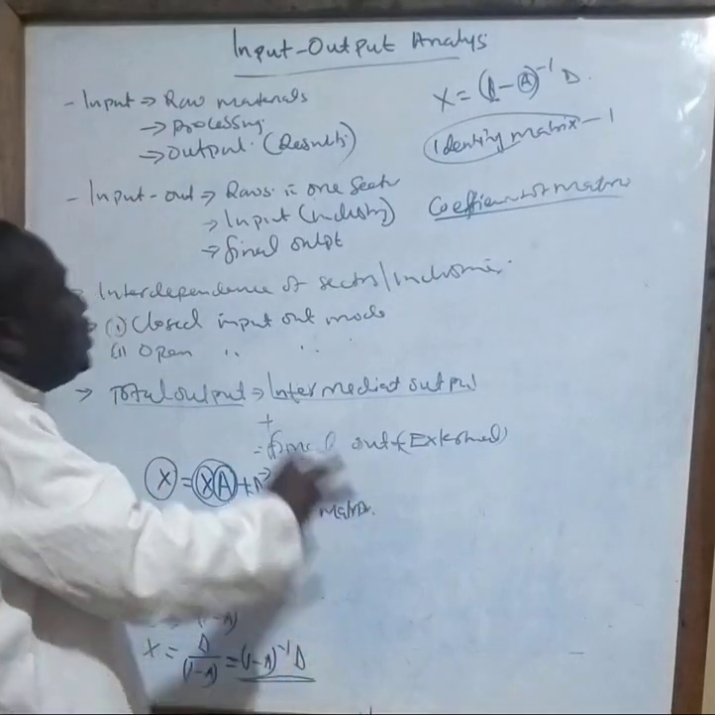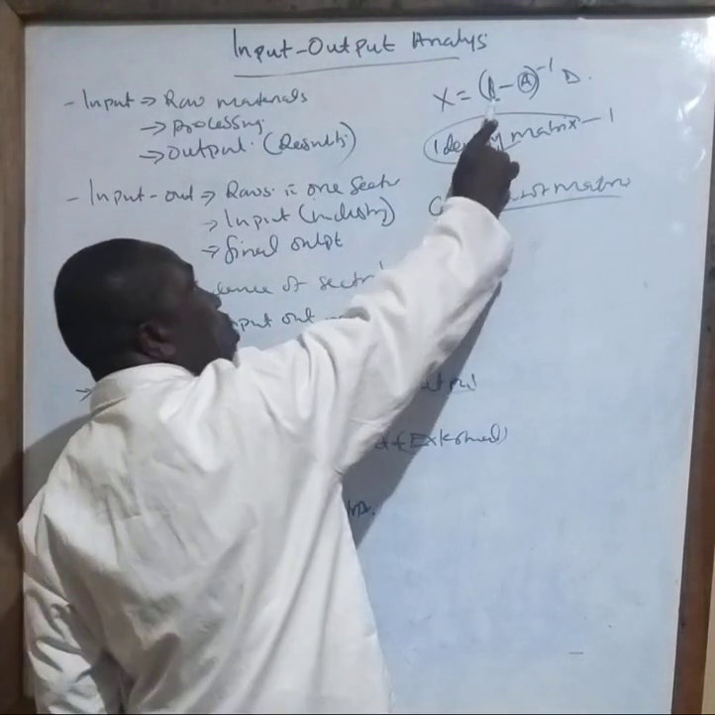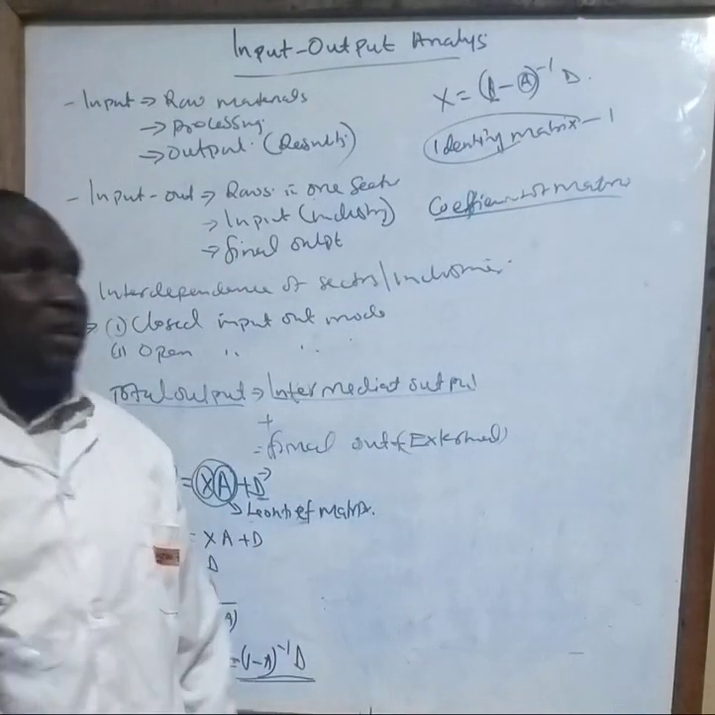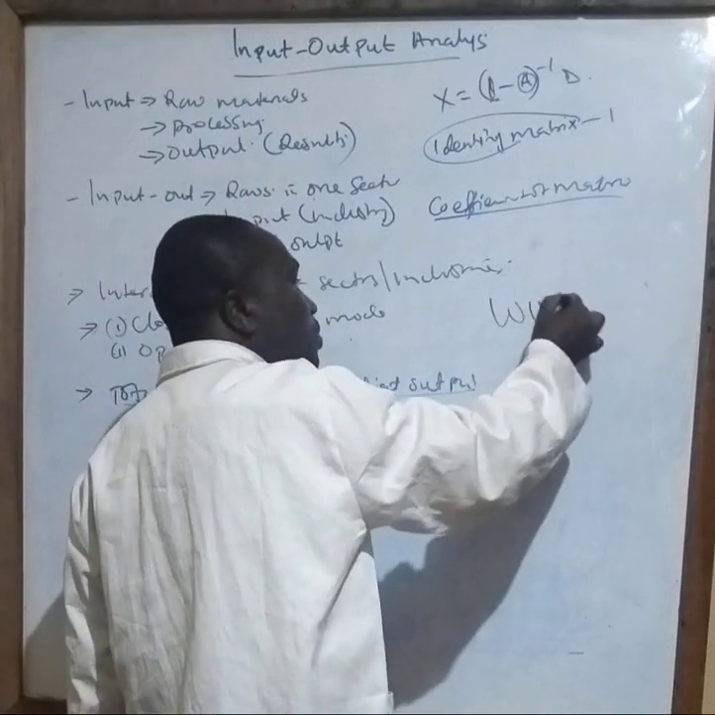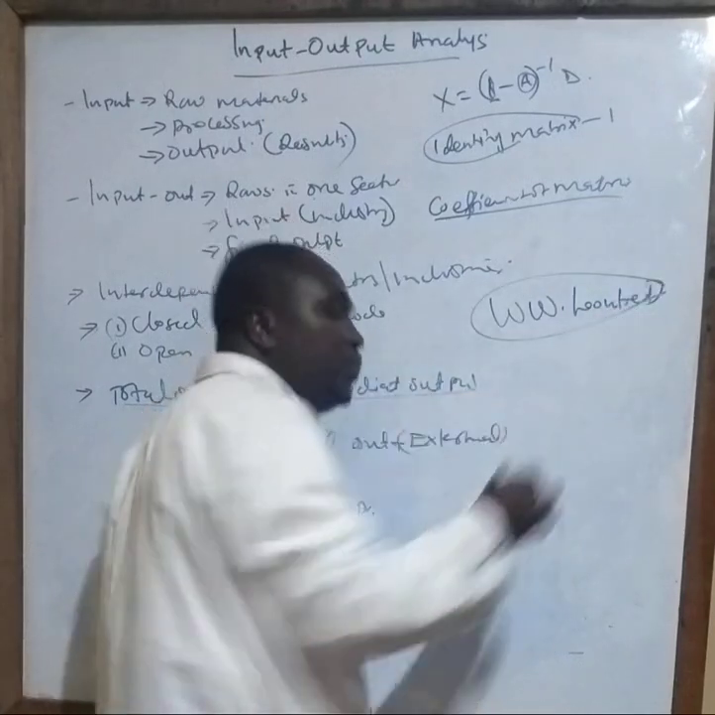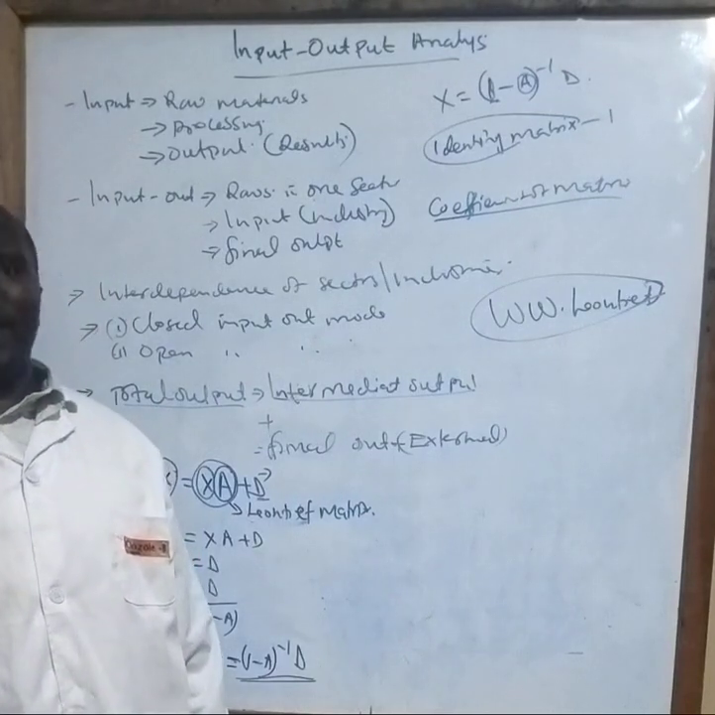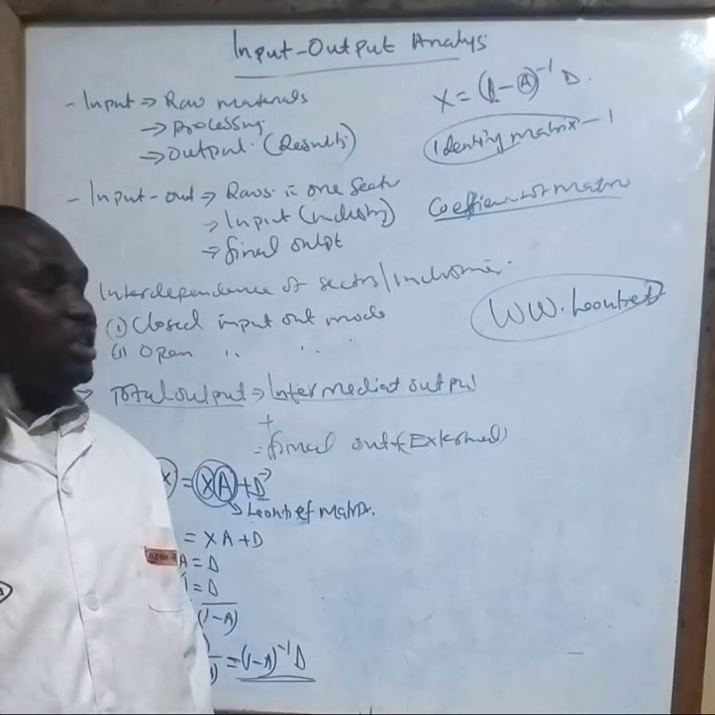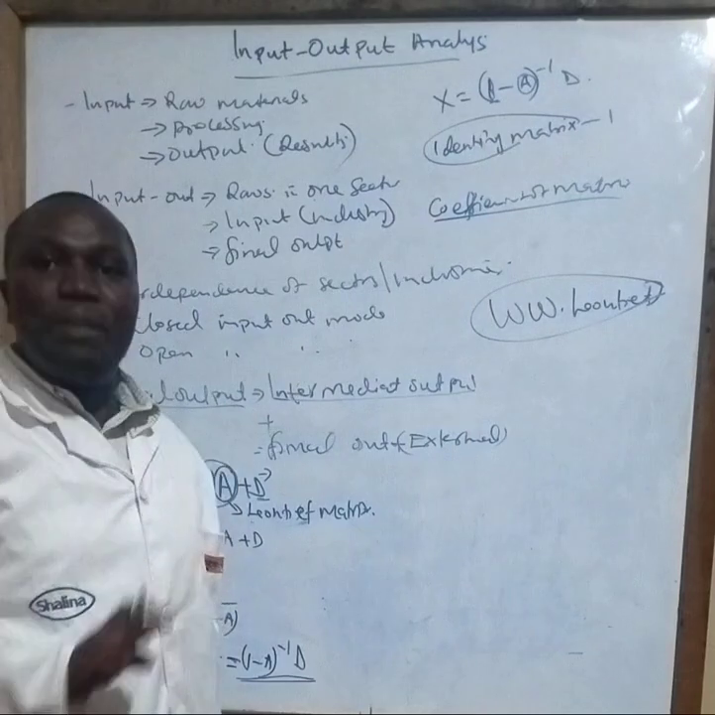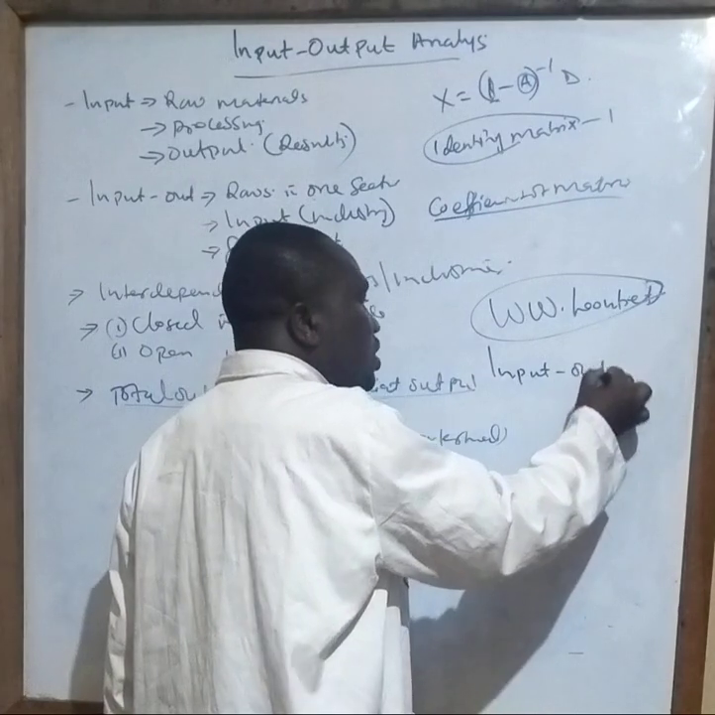The person who came up with this formula that I've just arrived at here, by saying the total output is (1 minus A) power negative 1 times D, is what we call W. Leontief. And that is why in most of the questions, the examiner is asking you, calculate the Leontief matrix. If they are saying calculate Leontief matrix, they are referring to coefficient of matrix. Sometimes it's also called input-output matrix.